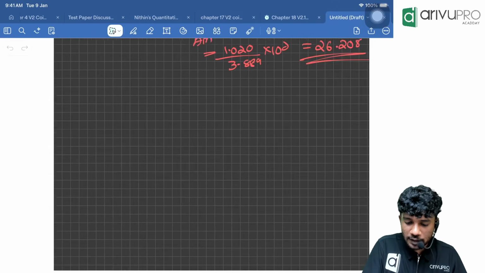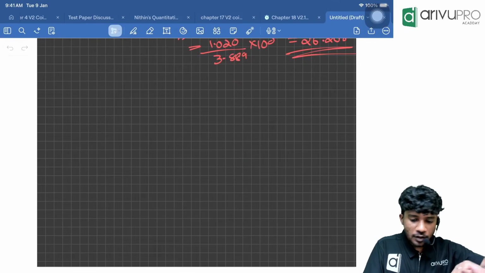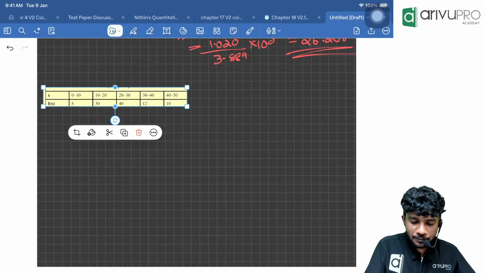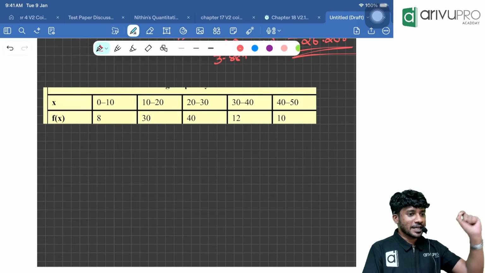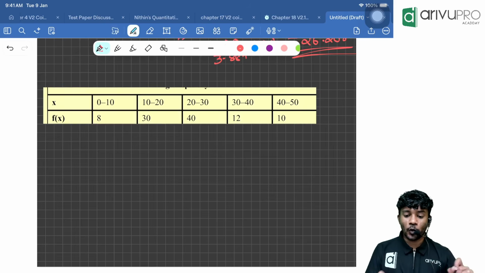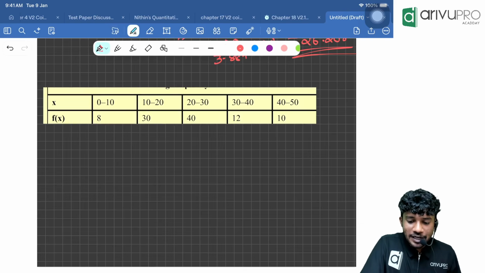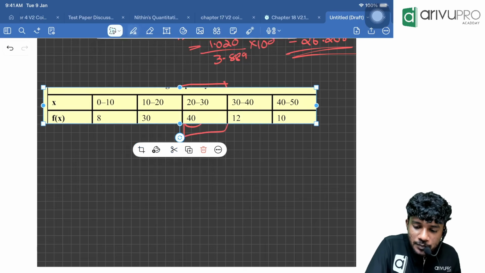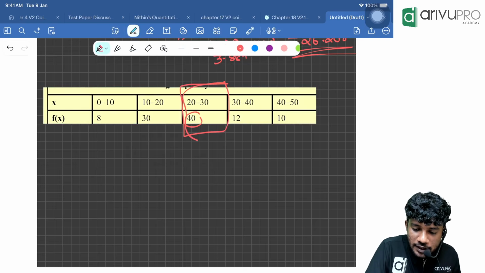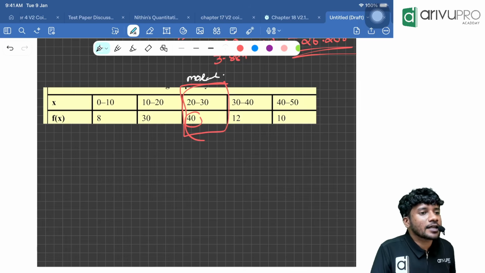Now the final question, we are finding mode. We are winding up with this. Okay. People, first step in mode is what? Find the highest frequency. Who is the highest frequency here? 40. So who is our modal class? This person, that is 20 to 30 is our modal class. This is modal class. Then directly use the mode formula.